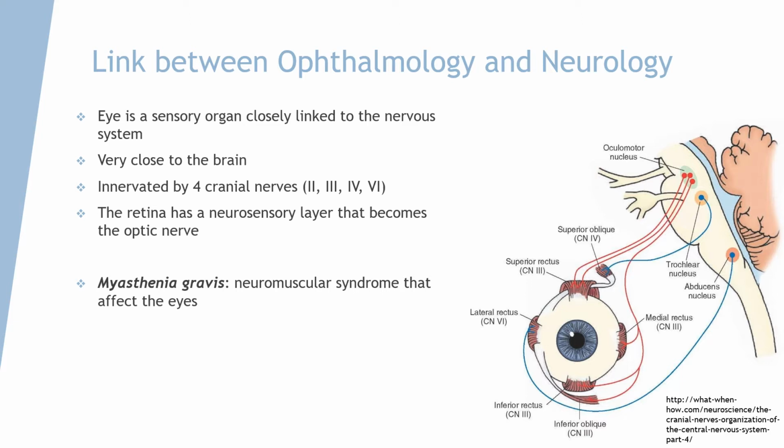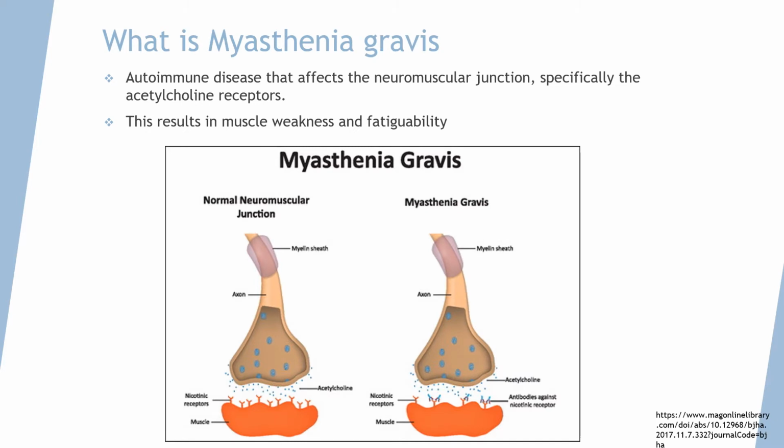Specifically to demonstrate the link between the two specialties, there is myasthenia gravis, which is an autoimmune neuromuscular syndrome that affects the eyes. Myasthenia gravis affects the neuromuscular junction, and specifically the acetylcholine receptors in the postsynaptic membrane. This results in muscle weakness and easy fatigability.